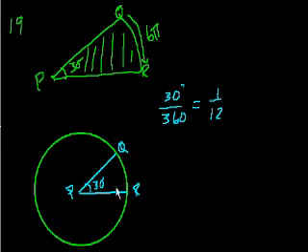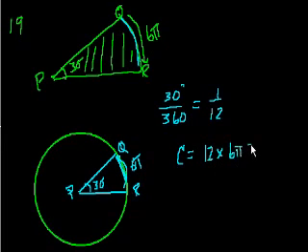So if this slice is 1/12 of the whole circle, then this arc length, this 6 pi right here, is going to be 1/12 of the entire circumference. So what's the circumference? The circumference is going to be 12 times this. So the circumference is 12 times 6 pi, which equals 72 pi.